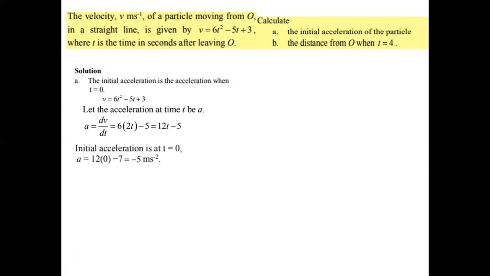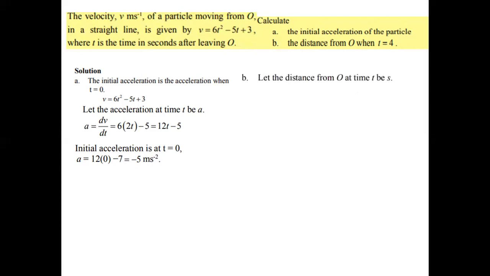The initial acceleration is at time equal to 0. Now we're going to set time here equal to 0. So 12 multiplied by 0 minus 5. This gives us an answer of -5 meters per second squared for its acceleration at time equal to 0.